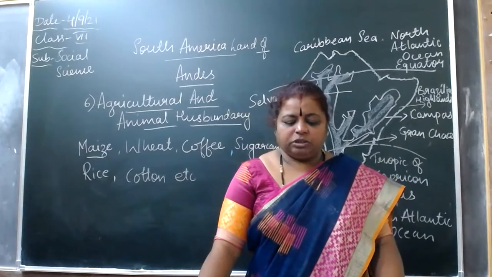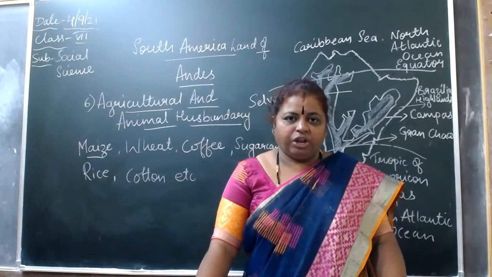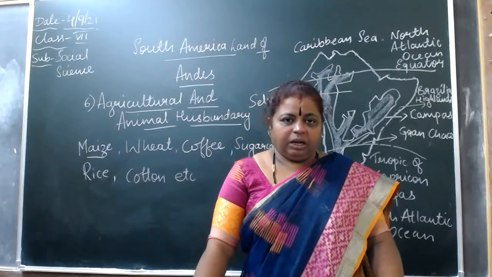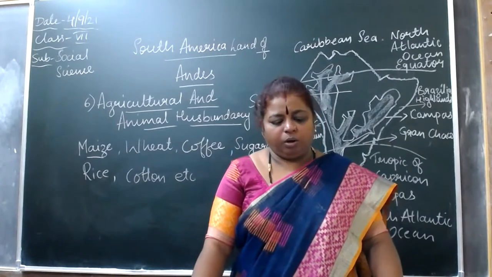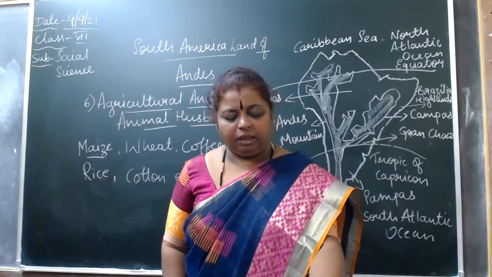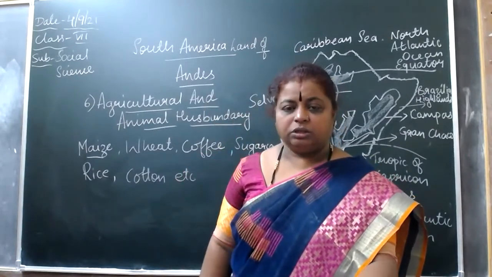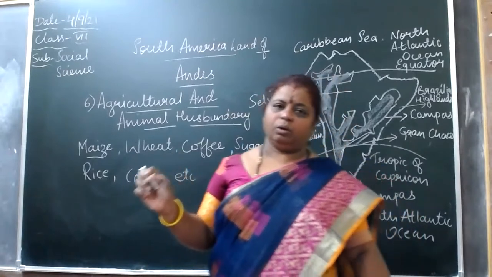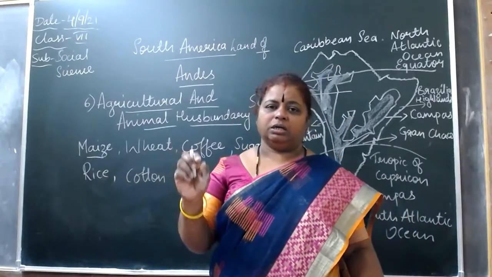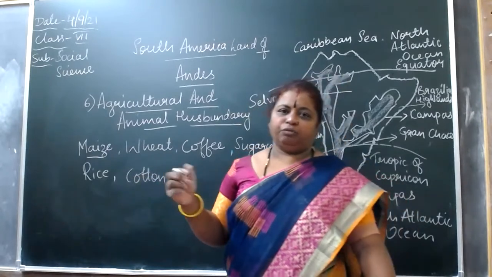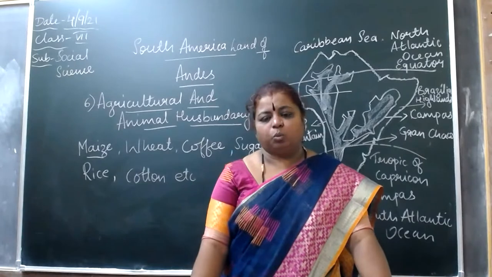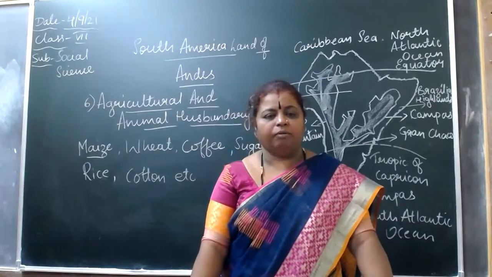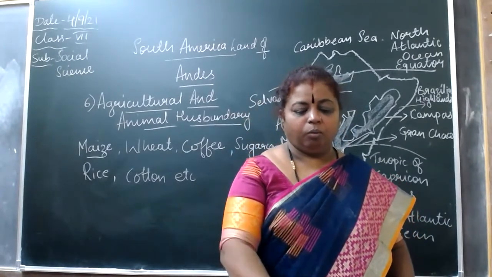Among non-food crops, South America is an important producer of coffee and cocoa. This is the main thing: maize is the native crop of South America. Wheat is grown in the cooler temperate regions, that is Argentina and Chile. Wheat is exported from Argentina, and potato is widely grown in the Andes region. Among the non-food crops, coffee and cocoa are produced.